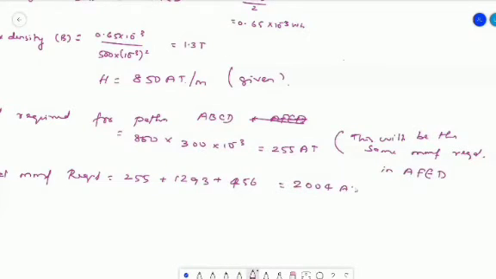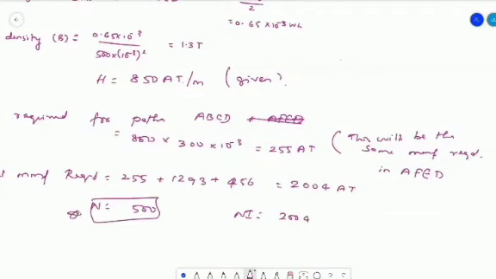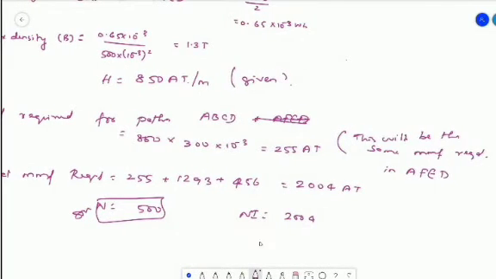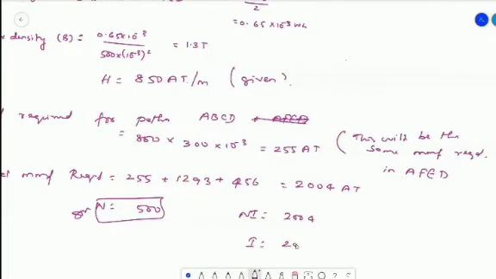So we have 4 ampere turns. Now n is given in the question to be 500. So therefore n into I is obtained to be, so this is given 2004. So therefore I will be 4 divided by 500. You will be getting approximately how much? 4 ampere approximately.